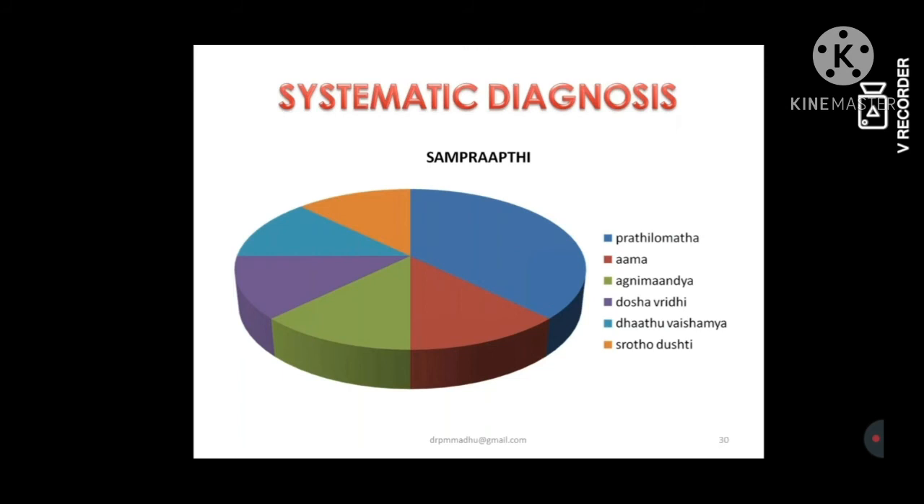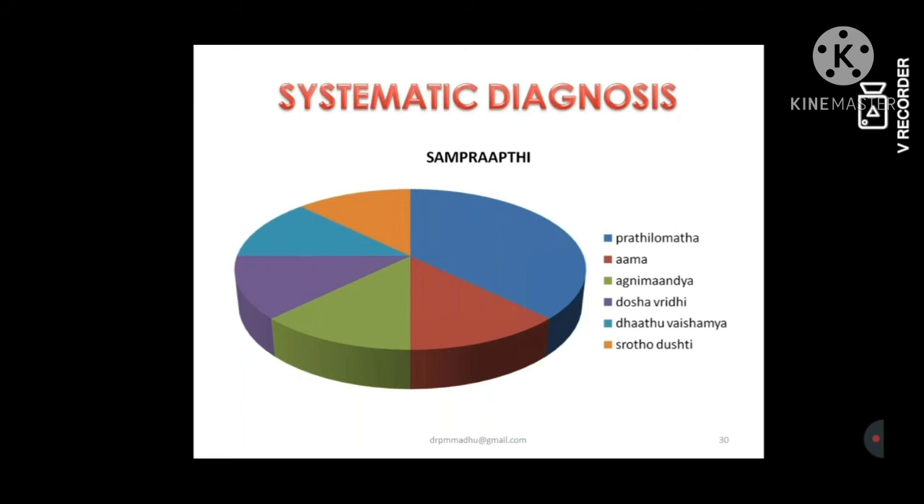So initially, whether it may be eczema or psoriasis or lichen planus, we should be able to identify whether the patient is having Prathilomatha or Anulomatha. That is the first step. Whether he is having ama, whether he is having Agnimandya, like that, we should be able to identify. Then we should be able to give drugs which can reverse the pathology. Samprapti Vighatanam Chikitsa and Nidana Parivarjanam Chikitsa.